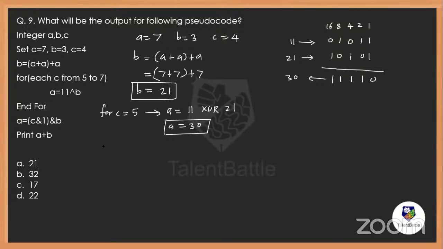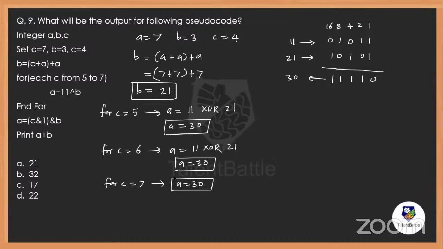Again, the next iteration for C equals 6. Again, calculate the same, and it is the same value because C is not involved in that expression. So 11 XOR 21 will again give me the same, that is A equals 30. And similarly for C equals 7 also, I will get A equals 30. Means at the end of the for loop, my value of A is 30.